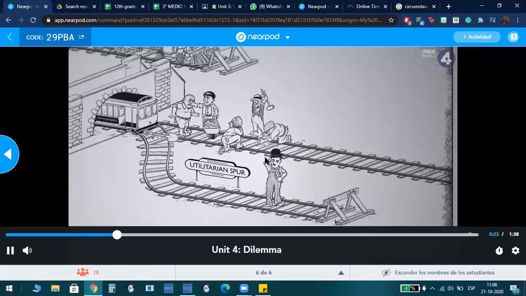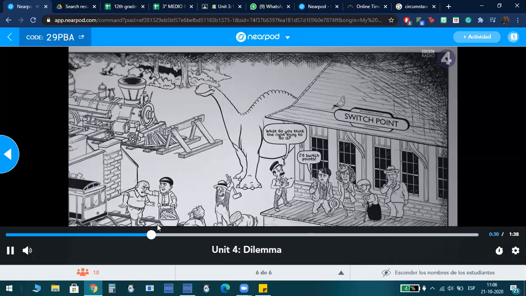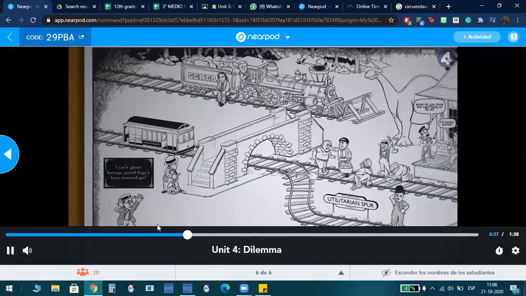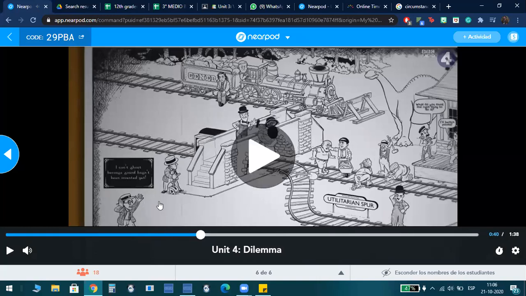Okay, Consuelo, now we have three options. Moving the rails, or shifting the rails, and sacrifice one to save five, or you can push a big, large man to stop the train and save six people. What would you do?